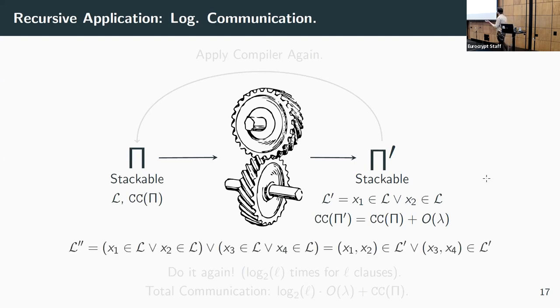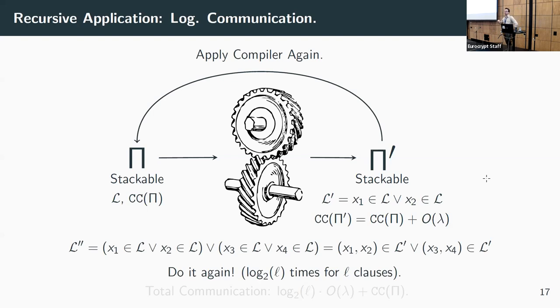Now the trick here is that, say I have a disjunction of 4 clauses. If I have a disjunction of 4 clauses, I can view it as a disjunction of disjunctions of 2 clauses. And I already have a Sigma protocol for disjunction of 2. So what I can do is I can simply take the protocol that I was given, I can take pi prime and I can stack it again. So I simply feed it into the compiler again. The second time it comes out of the compiler, I'm going to have CC of the original pi plus 2 times the overhead of the partially binding commitment scheme. So in general, I'm going to end up with log 2 of L times some small constant times the security parameter plus the communication complexity of the original protocol.